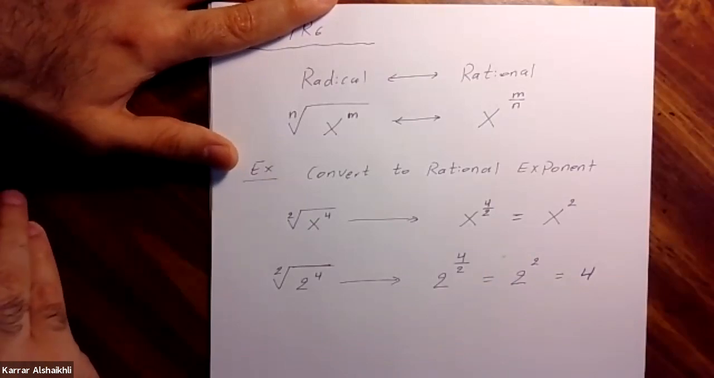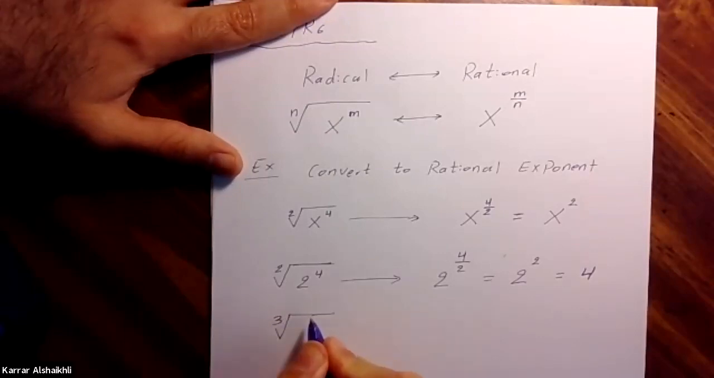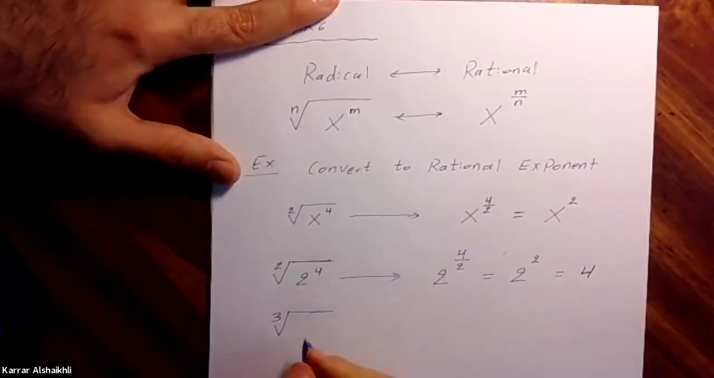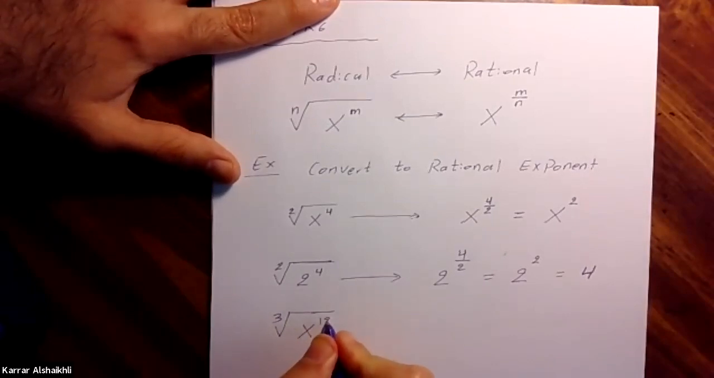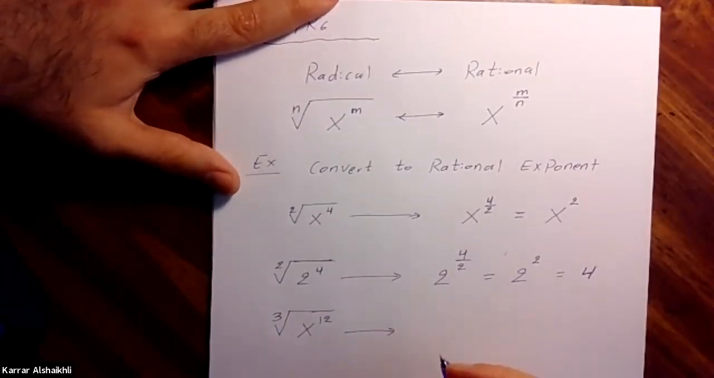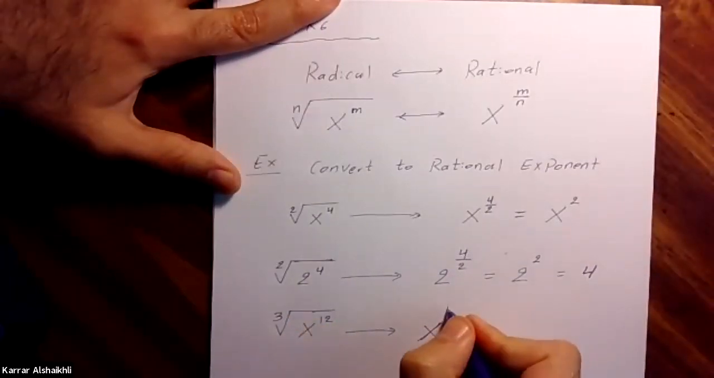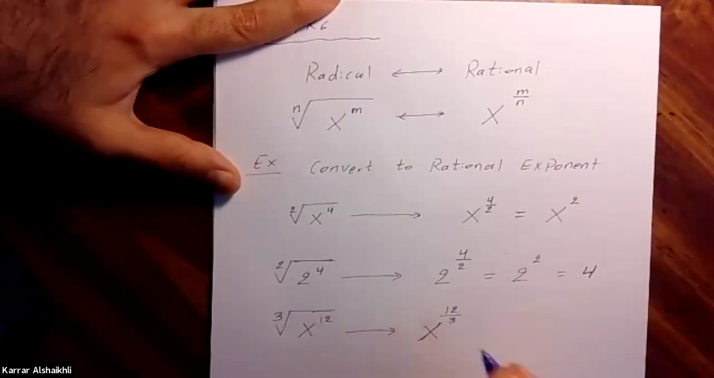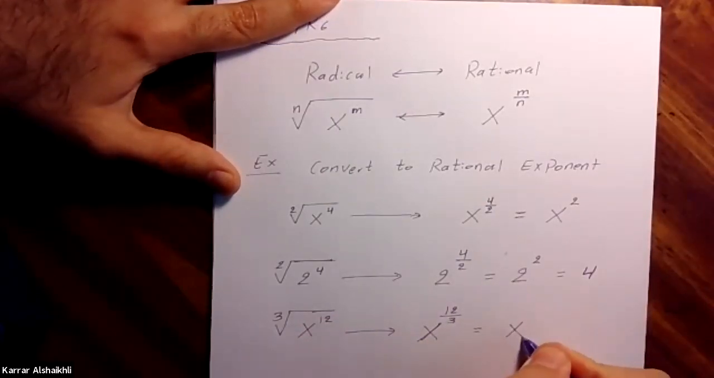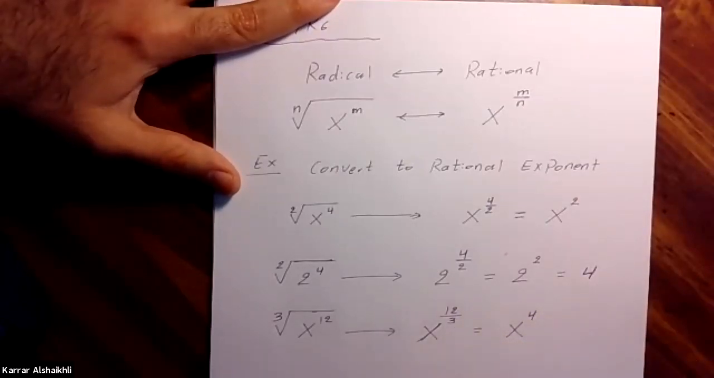Here's another example. If you have the cubic root of x to the power 12. This is radical form. I need to convert it to the rational form. So here's the number, this is on the top, 12 over 3. So it's going to be x, and 12 divided by 3 is 4. I simplify it to x to the power 4.